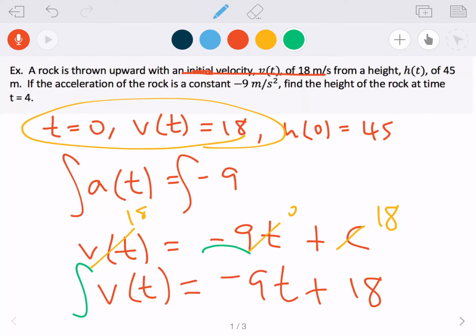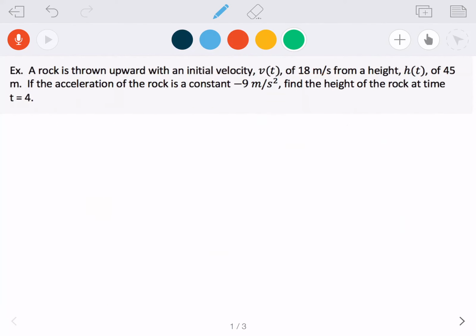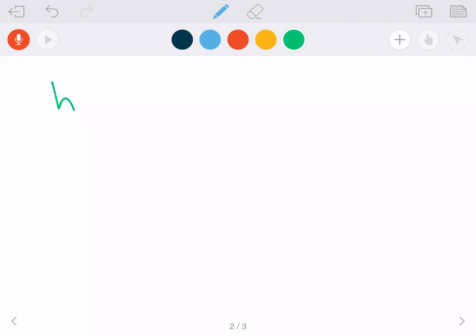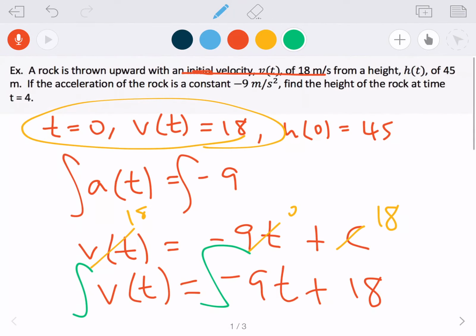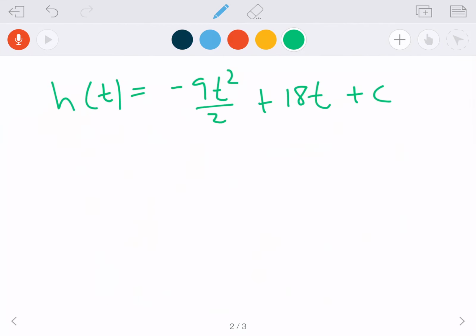If I integrate that, that'll give me h of t. So I'm going to integrate both sides of that. I've got that h of t is equal to negative 9t squared over 2 plus 18t plus c. And then again, I'll use that initial condition to find out what c is. If I plug in 0, 0, and 45, that gives me that c is equal to 45. And so I have everything I need now to figure out what h of 4 is.